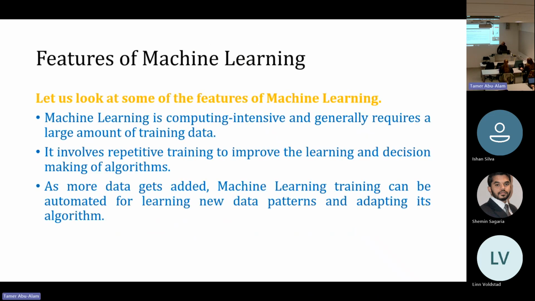So this is just a general introduction to the features of machine learning. Machine learning is computing intensive and generally requires a large amount of training data. As you saw last week, for example, we can't do anything without data. We would not be able to run this clustering model without data. And we have to say that the data we used last week is not the data that the model was trained with.